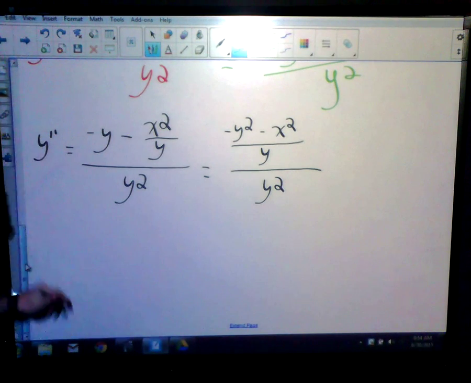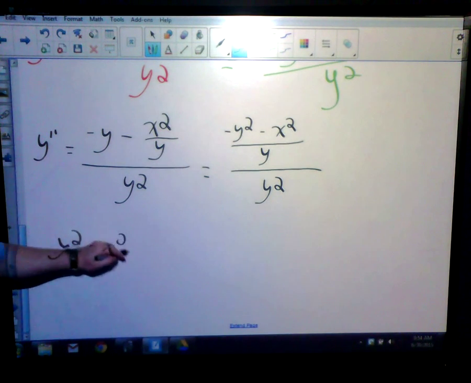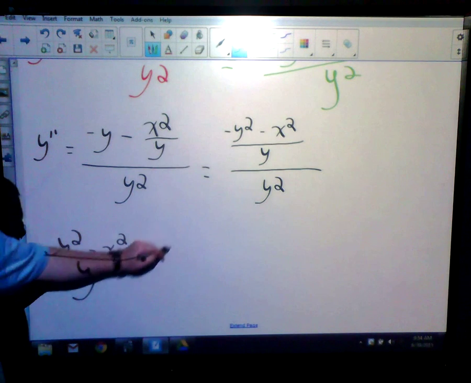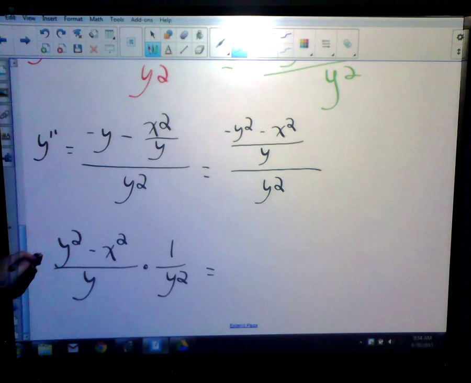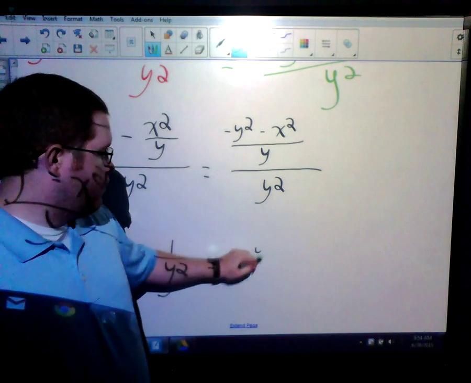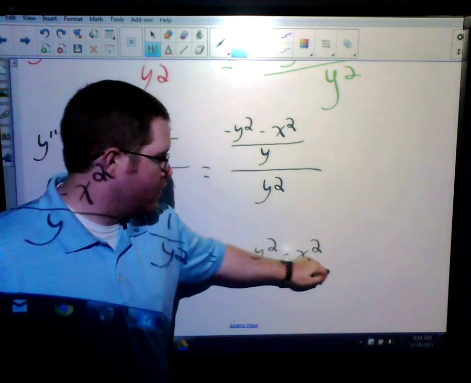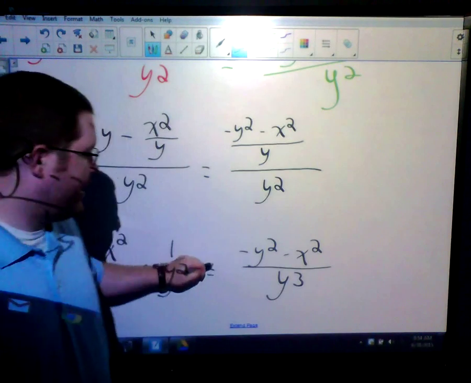Dividing by y squared is the same as multiplying by 1 over y squared. So that'll make negative y squared minus x squared over y cubed. And that's your final answer.